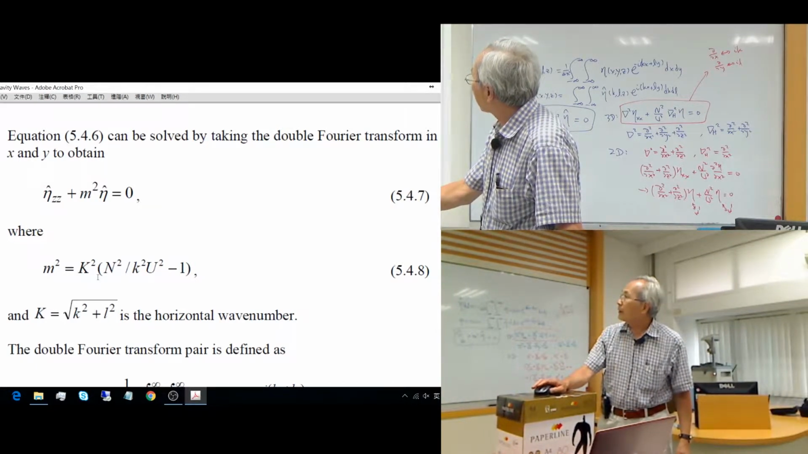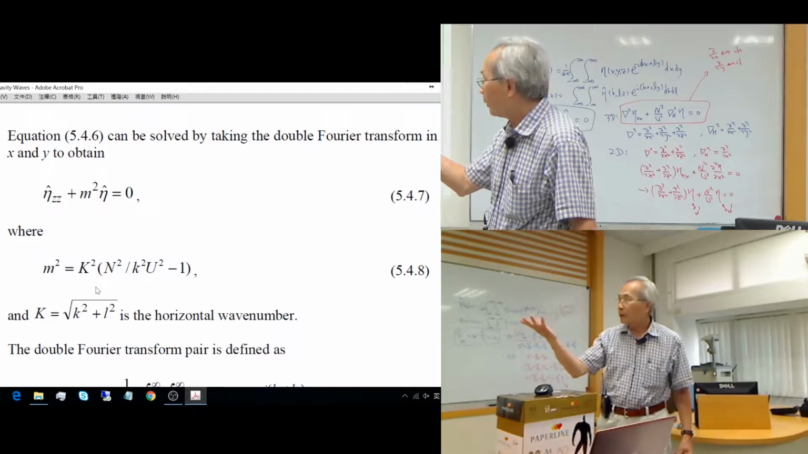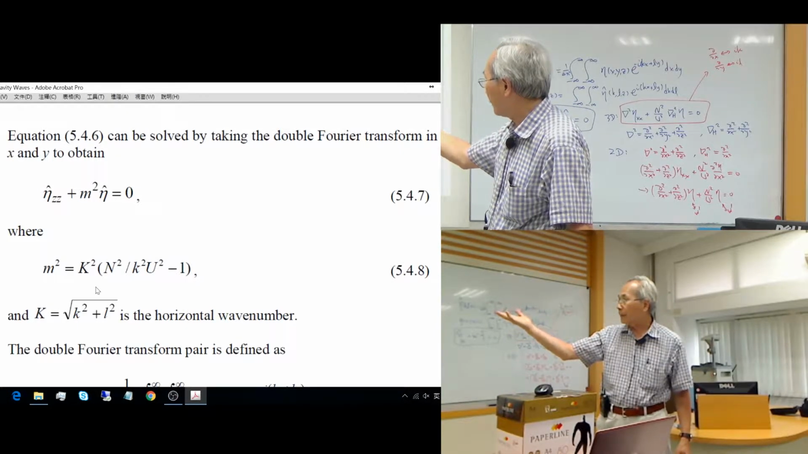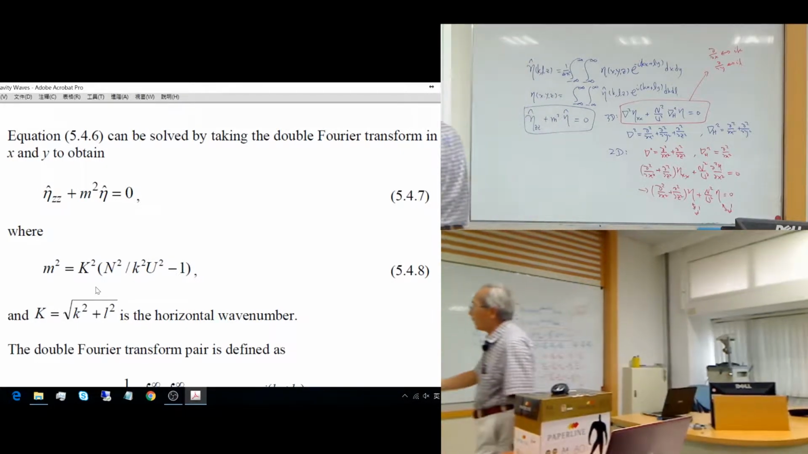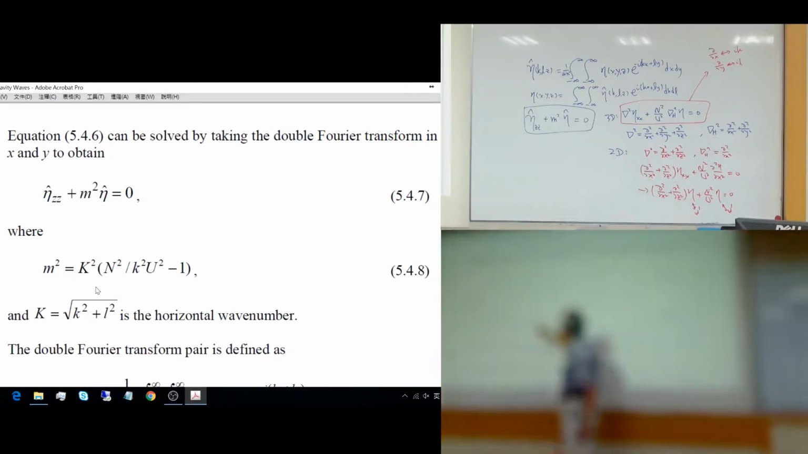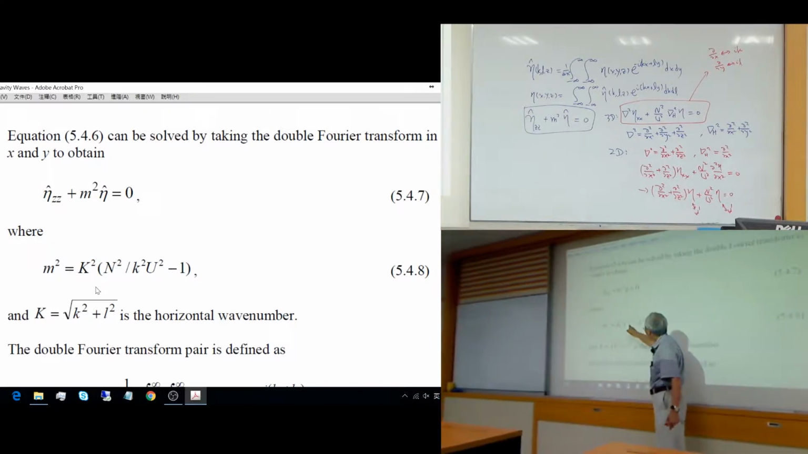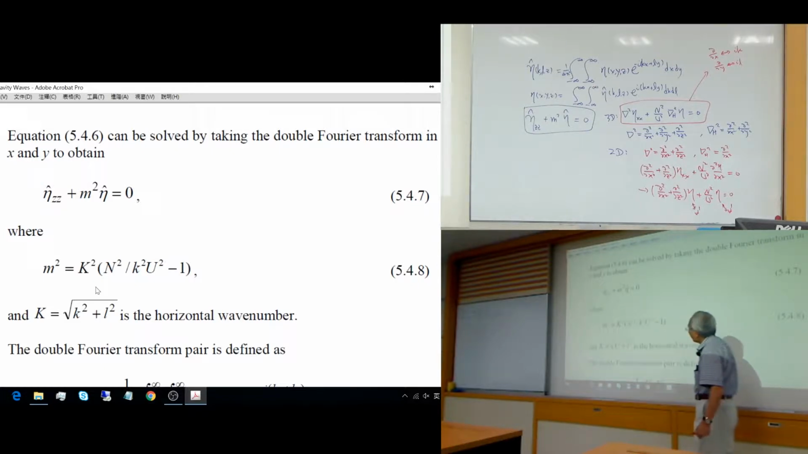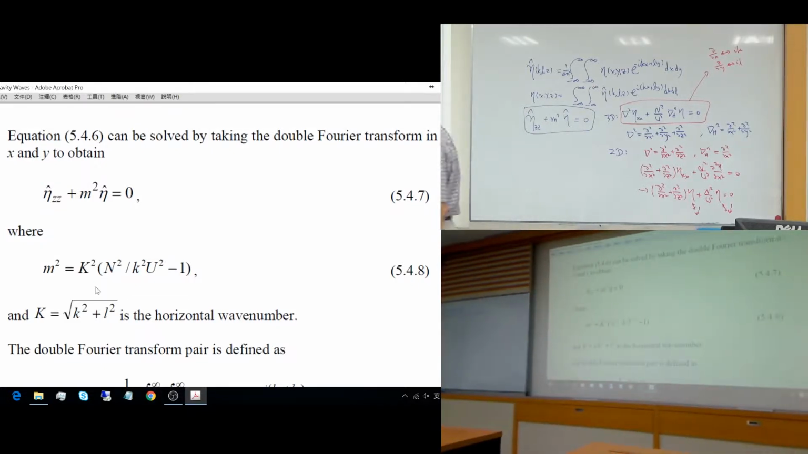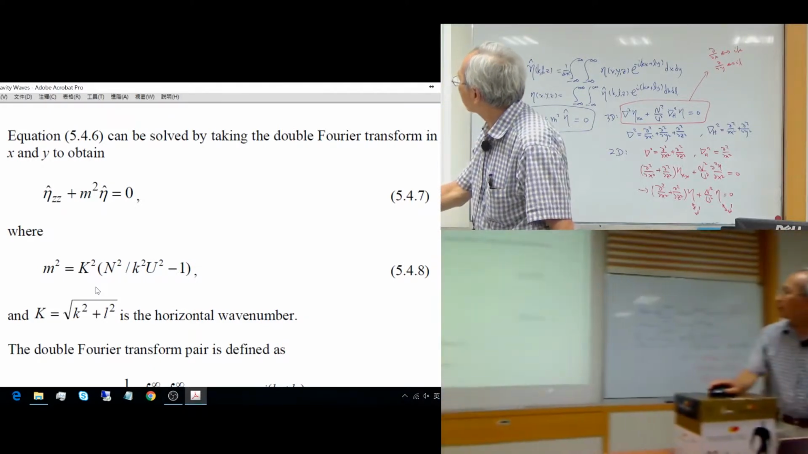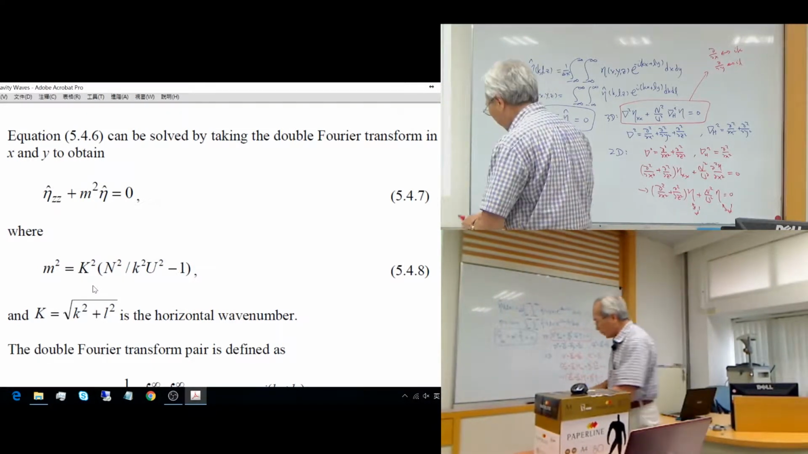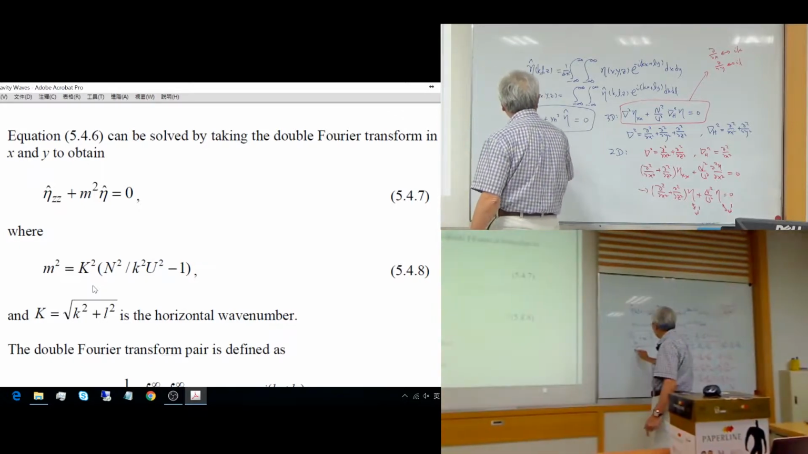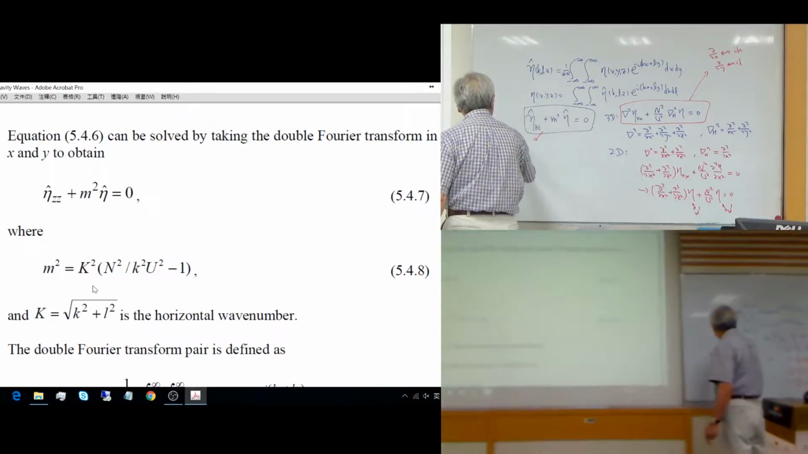So we have this. Now it's almost similar to before. Now you should be able to solve it easily. Why? Because the solution depends on this term, N squared over k squared U squared minus 1, whether it is greater or less than 1. And so the solution can also be easily written down as the following.